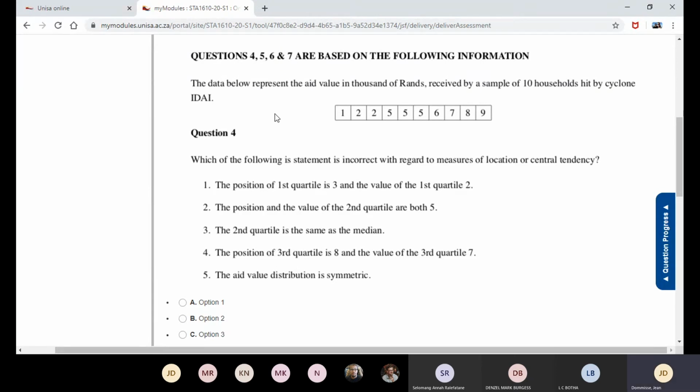Okay, so let's quickly check. 10: 1, 2, 3, 4, 5, 6, 7, 8, 9, 10. So at least that is correct with 10. So the median will be 1, 2, 3, 4, 5, so between the two 5s. The position of the second quartile above 5, that is correct. The second quartile is the same as the median, that's correct. So 2 and 3 are definitely correct. Does that look symmetric?